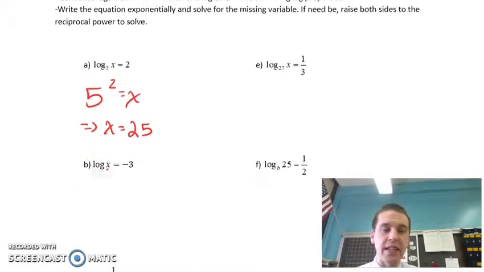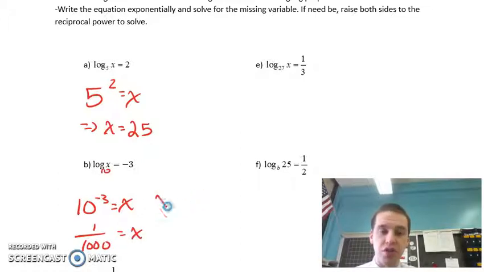Remember that if we have no base, it's really a 10 right there. So 10 to the negative 3 equals x. Remember that the negative exponent brings it down, 1 over 10 cubed, and 10 cubed is 1 over 1,000. Yes, you could have also written it like 0.001. I understand that. I like writing fractions, so that's what you get.